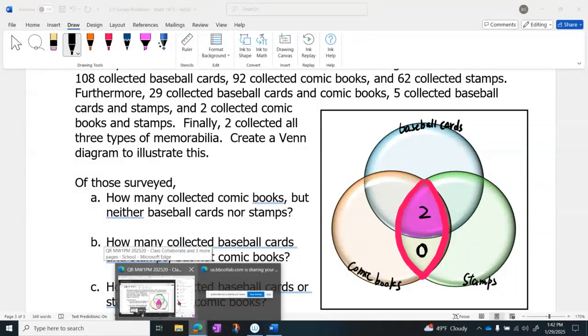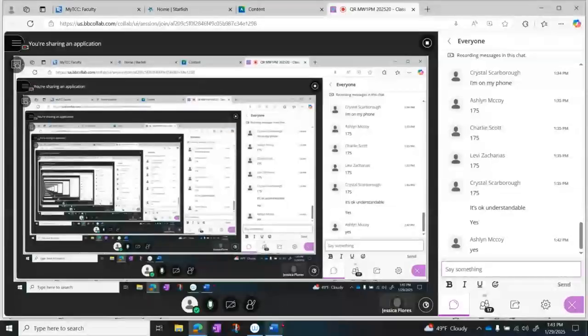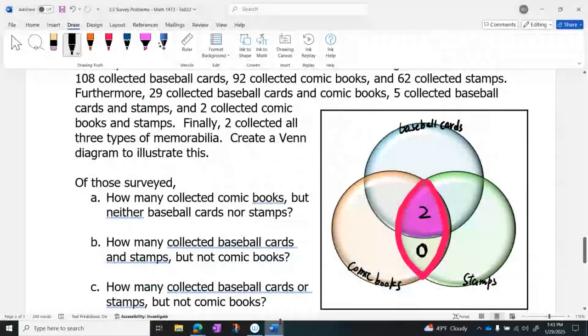The football region is supposed to have 2 collectors, but we know the center already has 2 collectors, right? So that means this paddle should have 0 elements. Perfect, very good. Yeah, that sometimes happens. It just means there are no collectors who collect comic books and stamps only. Any collectors who collect comic books and stamps together also collect baseball cards. All right, let's go backwards.